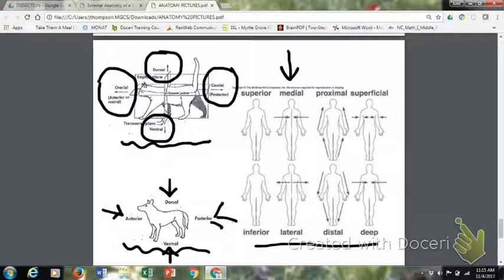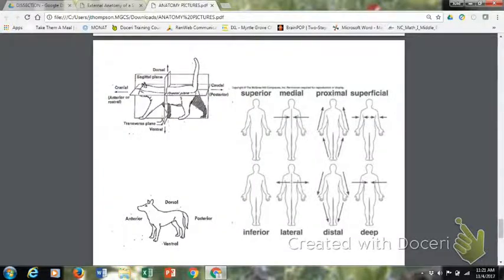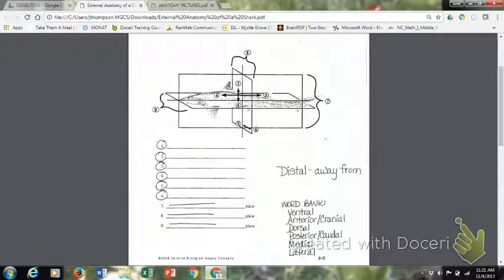So let me flip to another slide. And this is the sheet that you received in class. And I want you to focus in on numbers 1 through 6. Don't worry about 7, 8, and 9. Those are asking you to identify planes. We're not doing those planes. You'll learn those in an upper level anatomy class when you get to high school or college. Okay, you see your word bank right here. You're going to use these words to fill in numbers 1 through 6.